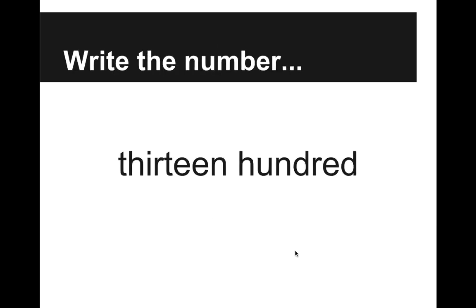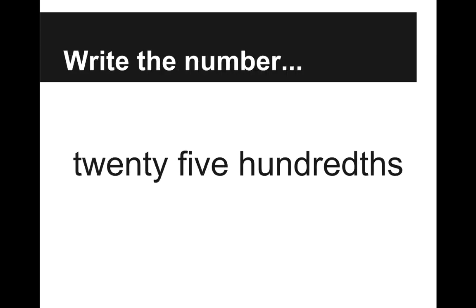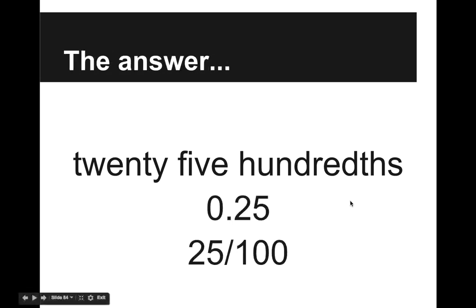Write the number 1,300. The answer is 1,300. You can also write it with no comma. Another way to say this number is 1,300. 1,300 is equal to 1300. Write the number 25 hundredths. I hope you noticed the TH at the end. This is a very small number. You can write it 0.25 or 25 over 100.